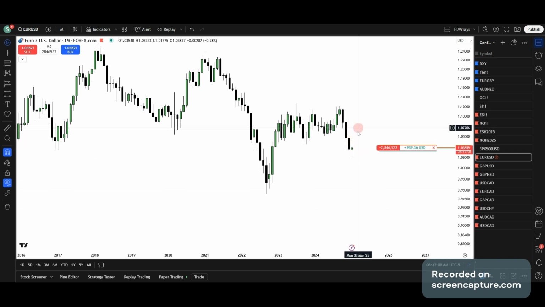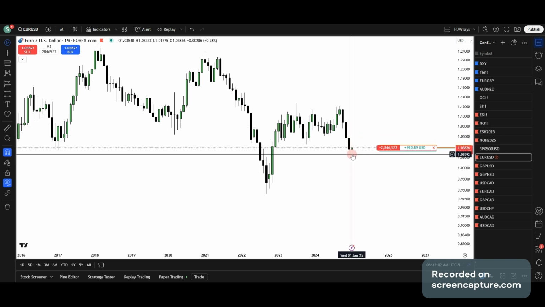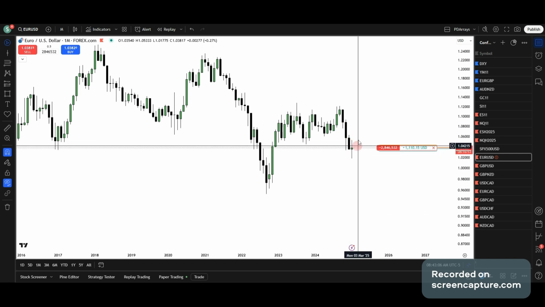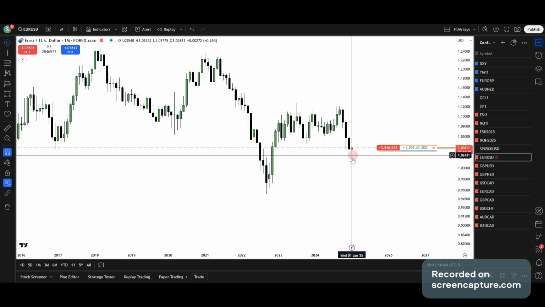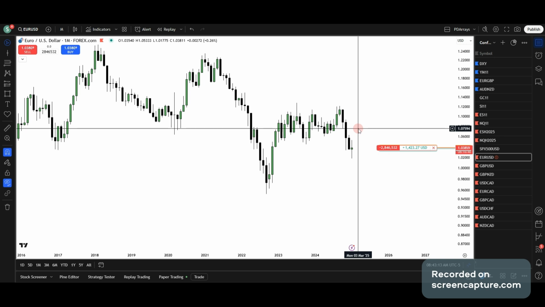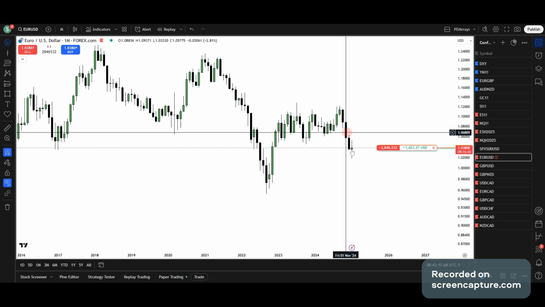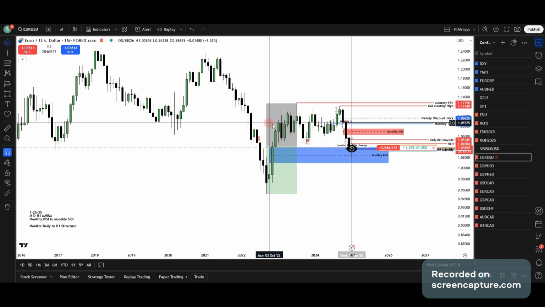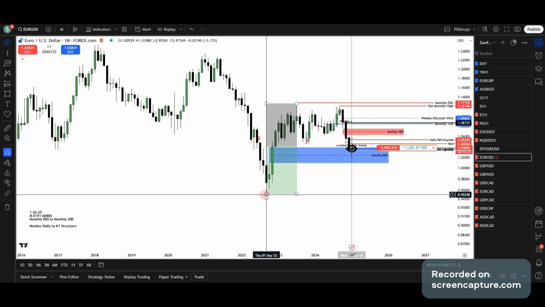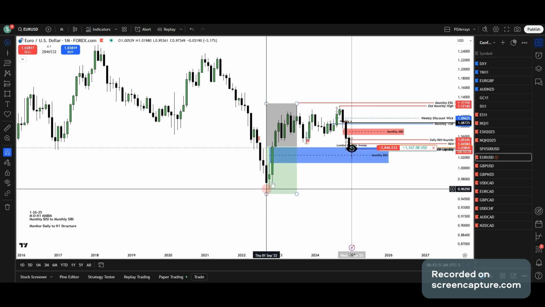Okay, just very simple, straightforward. Now, its path towards getting there is going to require a lot of back and forth, but generally speaking, that's what my monthly narrative is. Okay, that's what my bias is on a monthly basis. Now, I'll put my drawings on here temporarily, and you can see here this gray box here, and then this green box here. That's that dealing range I was talking about.